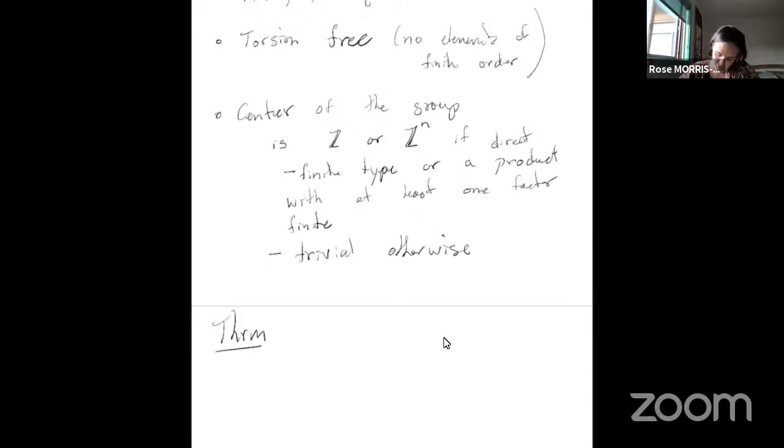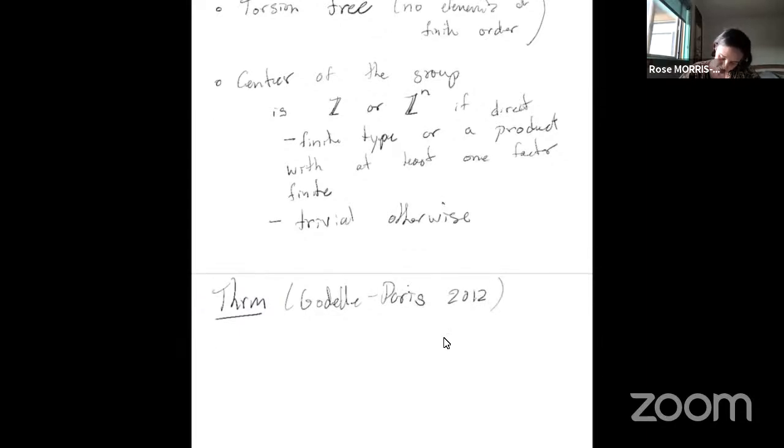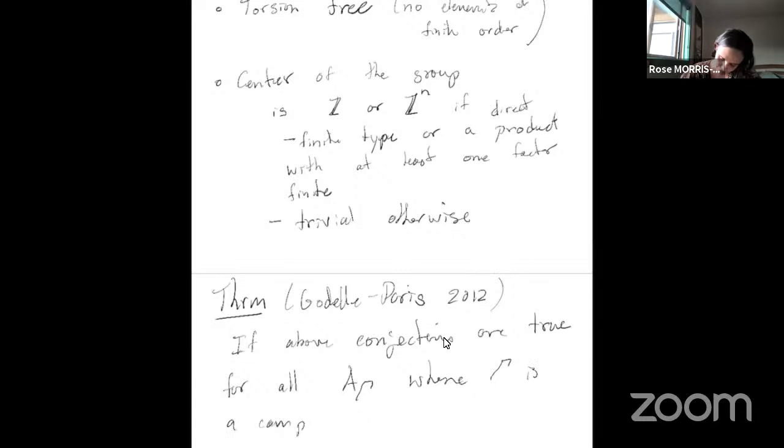Maybe I'll just say, okay, here's a nice theorem. This is by Godel and Paris, originally in 2012, which says that if the above conjectures are true for all A gamma, where gamma is a complete graph, a clique, then they are true in general.